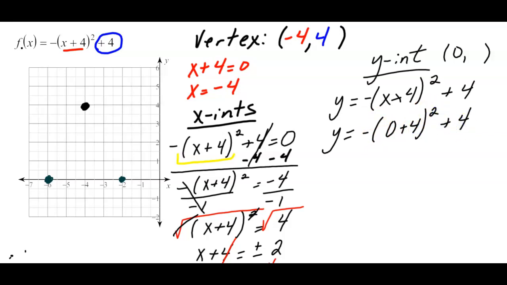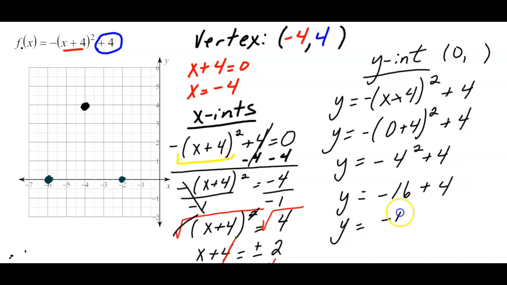From here, you're just following your order of operations. Okay, so 0 plus 4 is just 4. Y equals, you got to be careful here. This power of 2 is only attached to this 4. You're not squaring the negative. So you square the 4 and then the answer is going to be negative. So this does not go positive because this power of 2 is not attached to the negative. So it's going to be negative 16 plus 4, y equals negative 12. So my y-intercept is going to be 0, negative 12.